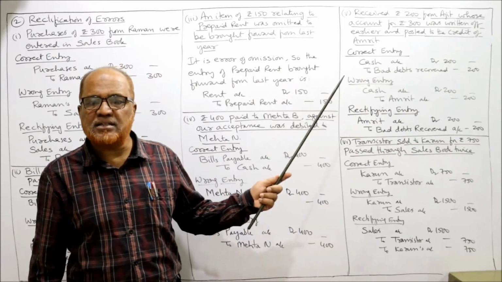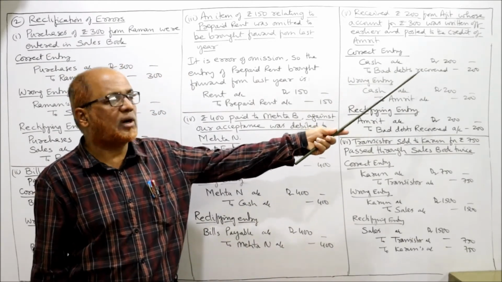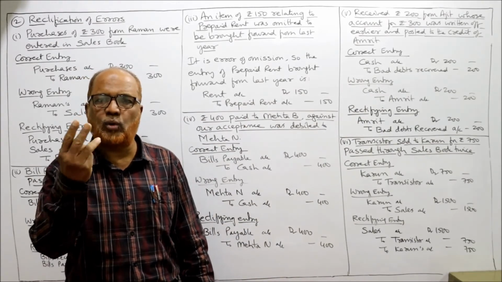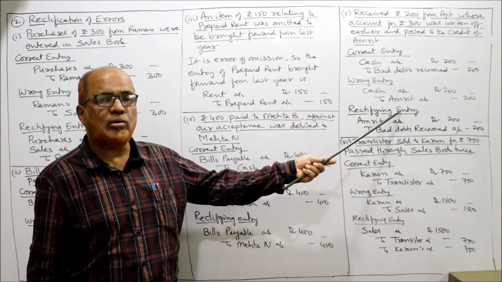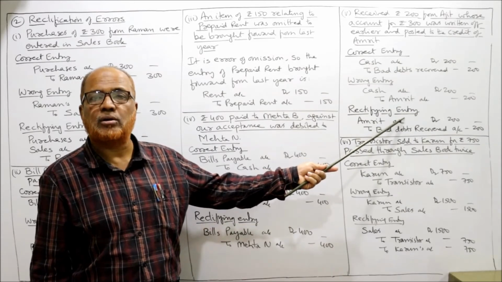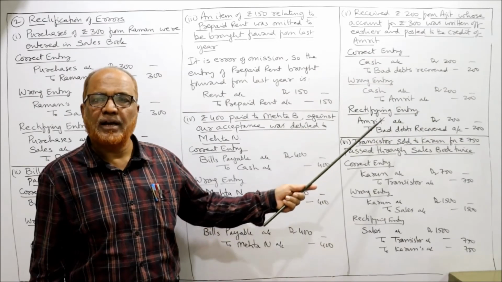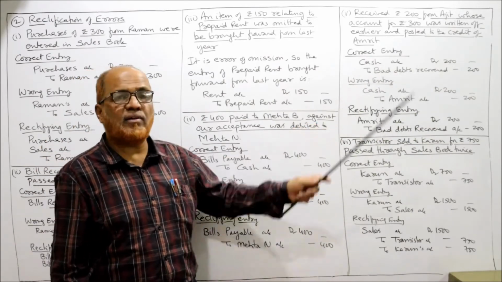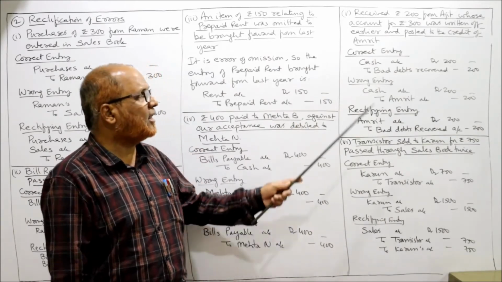So what is the correct entry? Cash account debtor to bad debts recovered account 200 rupees. This is the correct entry. But the wrong entry was cash account debtor to Amrit account. By mistake the accountant has credited Amrit account. Now Amrit account will be debited. And which account should have been credited? Bad debts recovered account should have been credited. Now we credit. There is no error in cash.